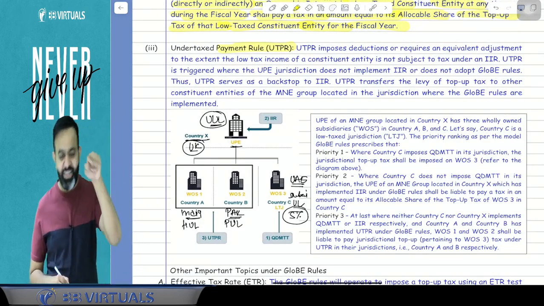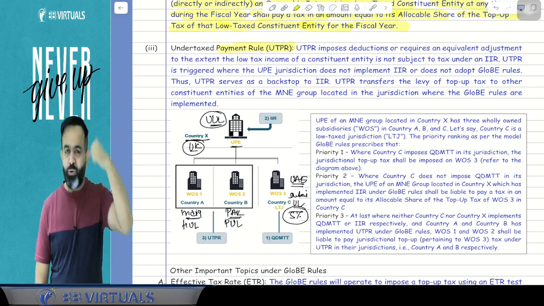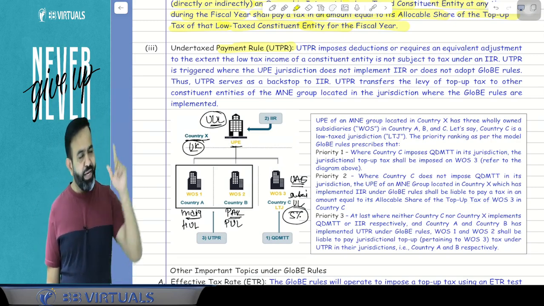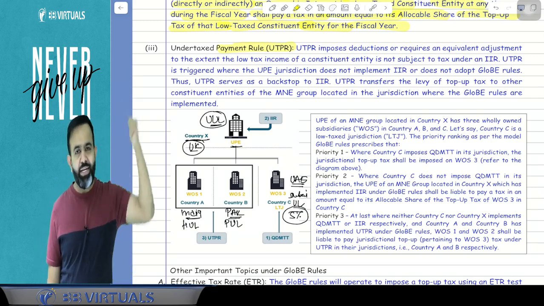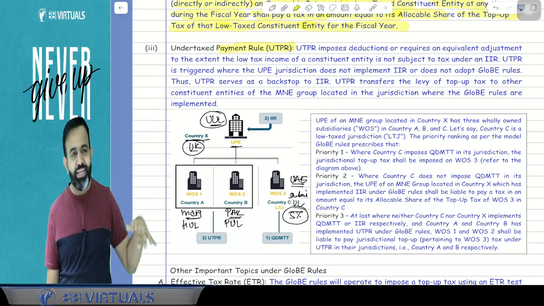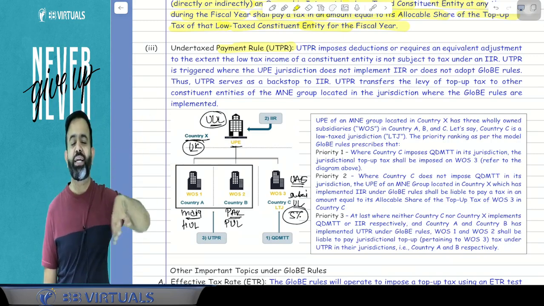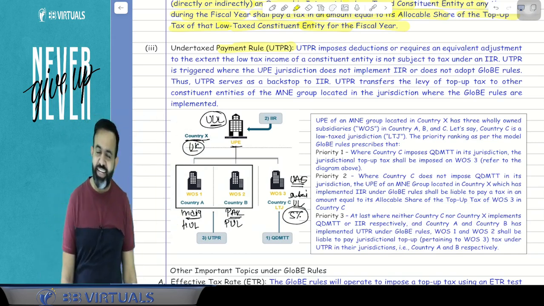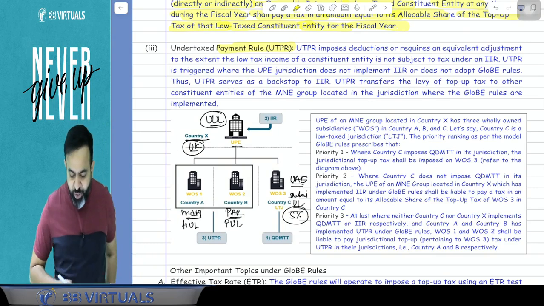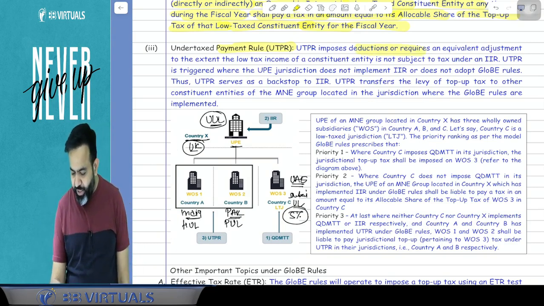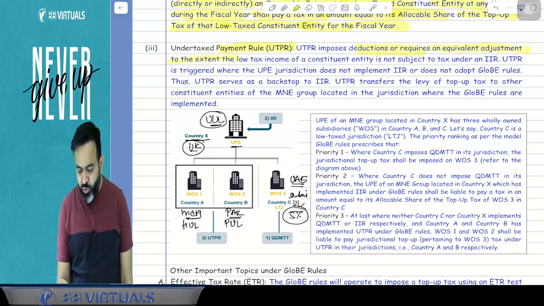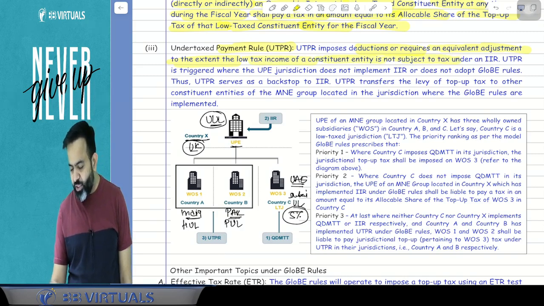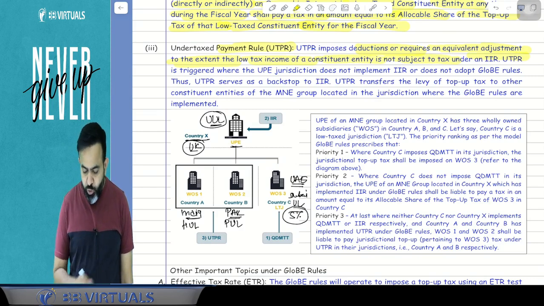So this is a very difficult part, UTPR, because Dubai is not charging the top-up tax, as well as that UK parent entity, that country is also not charging. In that case, suppose they have a constituent entity in another country, so that other country will get the right to charge that 10% tax. So here UTPR imposes a deduction or requires an equivalent adjustment to the extent the low tax income of the constituent entity is not subject to tax under IIR.